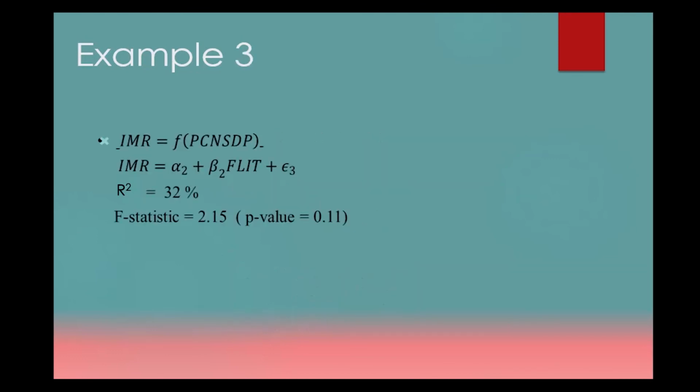Now when we go to example 3, we find that IMR is a function of per capita net state domestic product. This goes back to the same kind of inference where alpha 2 and beta 2 are estimated. R square is 32%, but in this model 32% is too low. So the unexplained proportion is more than the explained proportion, and hence there is no need to interpret the slope or intercept coefficients, because the model turns out to be unacceptable.